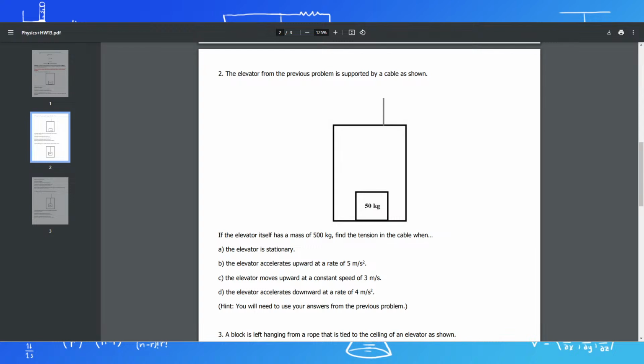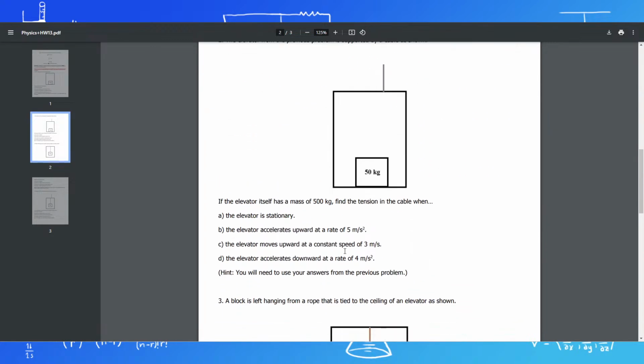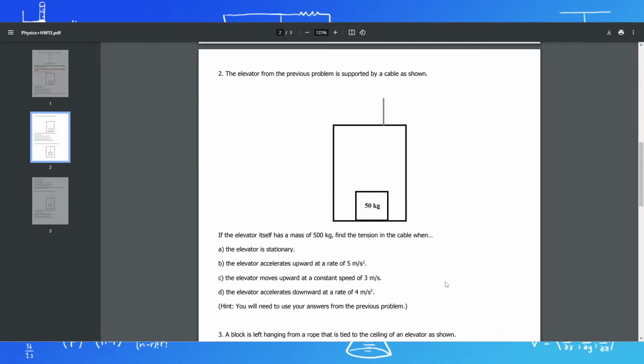So let's see. It says the elevator from the previous problem is supported by a cable as shown. If the elevator itself has a mass of 500 kilograms, find the tension in the cable when the elevator is stationary, when the elevator accelerates upward at a rate of 5, when the elevator moves upward at constant speed of 3, and when the elevator accelerates downward at a rate of 4. Those numbers might look familiar. That's because they're the same numbers we used in that first problem. The hint even says you will need to use your answers from the previous problem, so it's a good thing that we did that.